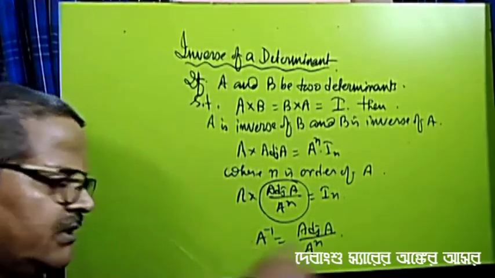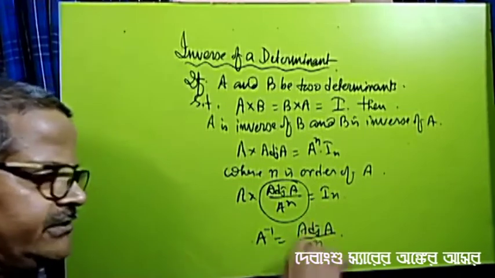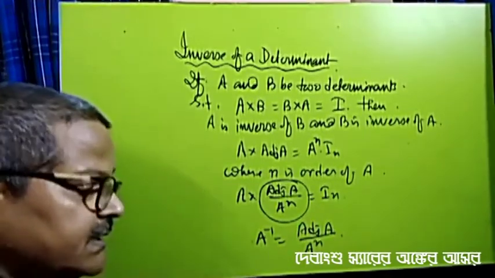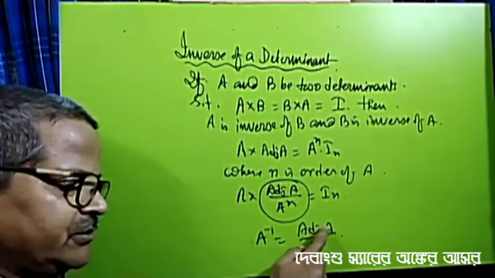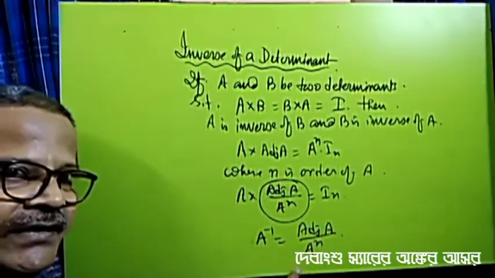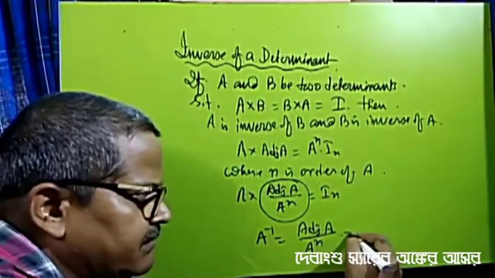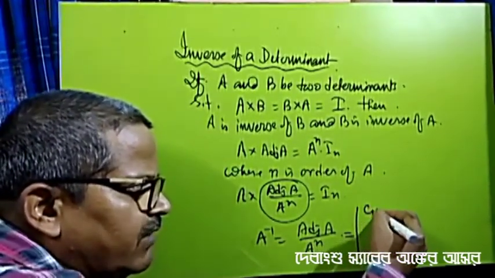And the inverse of a determinant is adjoint A by A to the power n. That is, A to the power n means all elements of adjoint A are divided by A. All elements are equal to nothing but C11 by A.